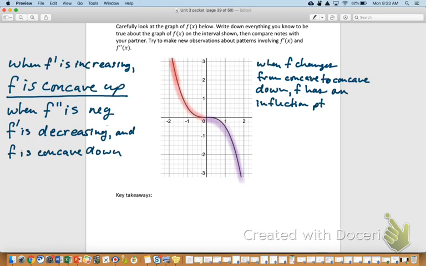This would be the place where the graph of f goes from concave up to concave down, or if a graph went from concave down to concave up, that would be what we call an inflection point. Right? So where the graph kind of bends.